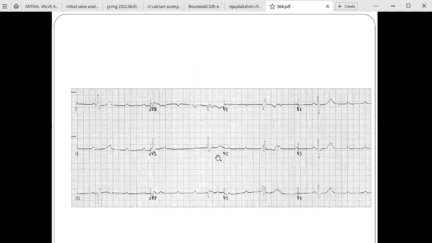So trifascicular block. You can see here, in this case you have RBBB. You can see a dominant R wave in 1 and aVL, that is left anterior hemiblock. There is AV nodal block as well, and as you can see there are multiple P waves, and there is no relation between the P waves and QRS complexes. So there is third degree heart block here. So it is called trifascicular block.